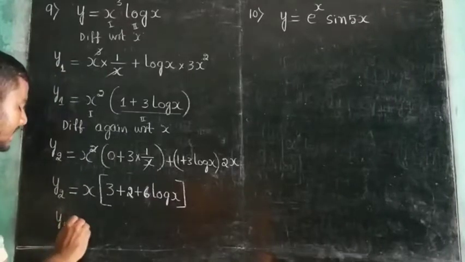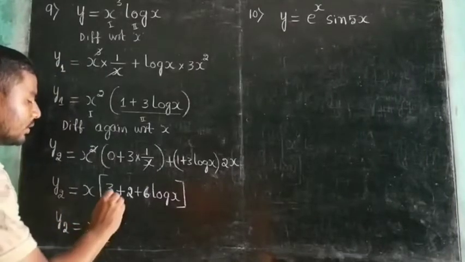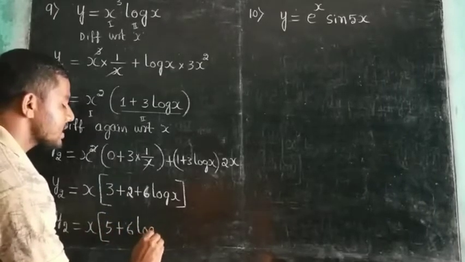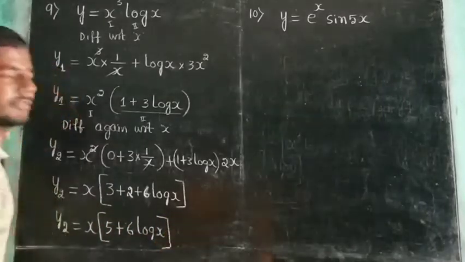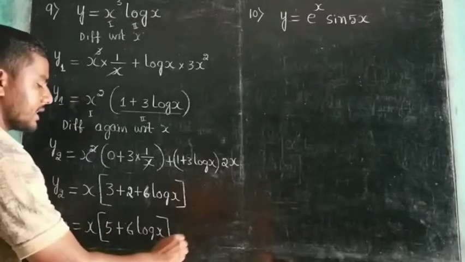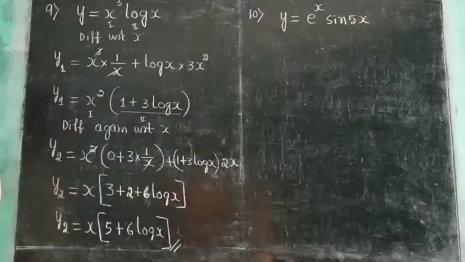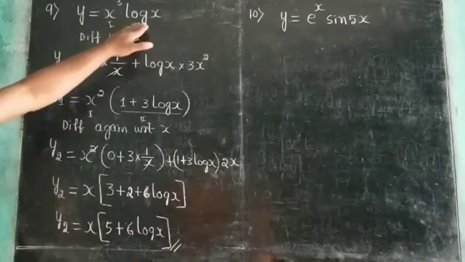So y2 is equal to x into 3 plus 2, which is nothing but 5, plus 6 log x. x into 5 plus 6 log x is the final result. We'll repeat once again: x cube log x.